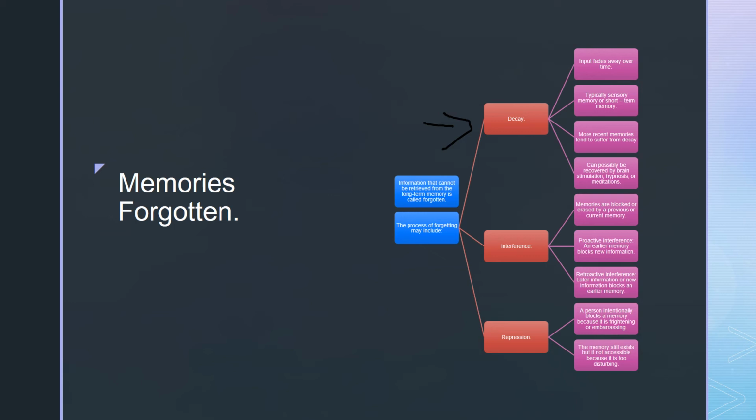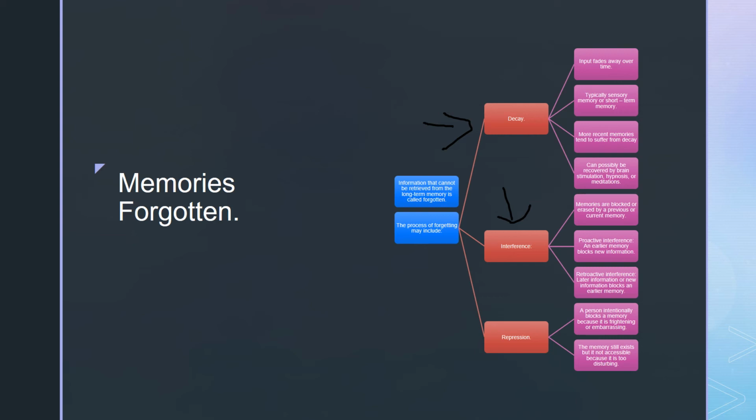Now, interference is when memories are blocked or erased by a previous or current memory. Two types of this. Proactive interference is when an earlier memory blocks new information, and retroactive interference is when later or new information blocks an earlier memory.